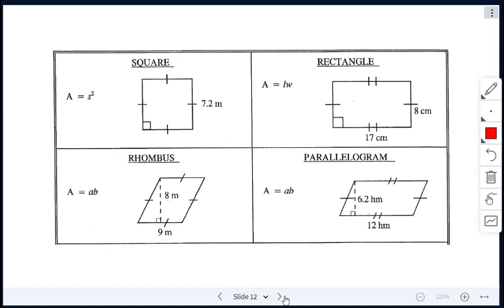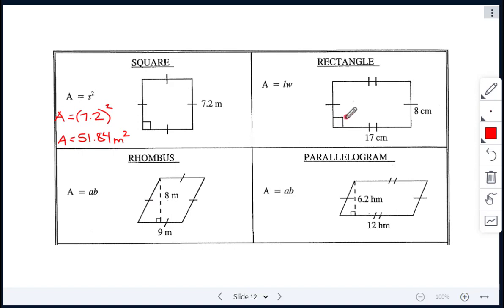We have a square. Area is equal to side squared, which is side times side. A square has all four sides the same. So side squared would be 7.2 squared, which is just side times side. So 7.2 times 7.2 gives me 51.84, and it's meters squared. Okay, units are very important. Make sure you are writing the correct units when solving for perimeter or area.